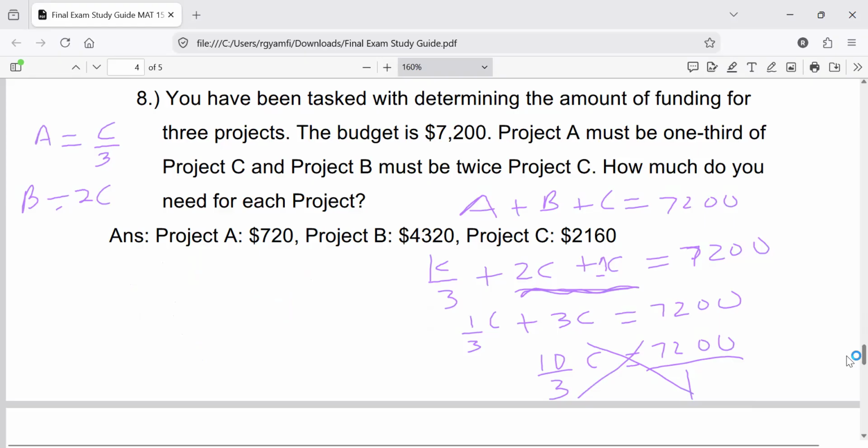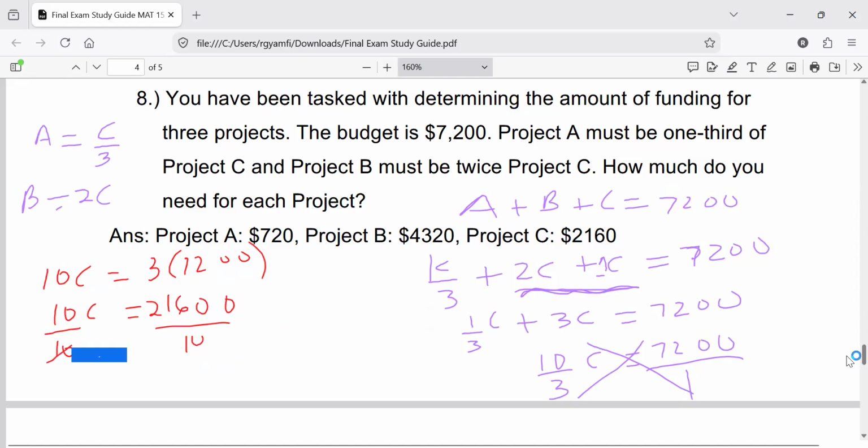So if you cross multiply, you've got 10C equals 3 times 7,200. So 10C equals 3 times 7,200, which will give us 21,600. Divide by 10, divide by 10. So C equals 2,160.